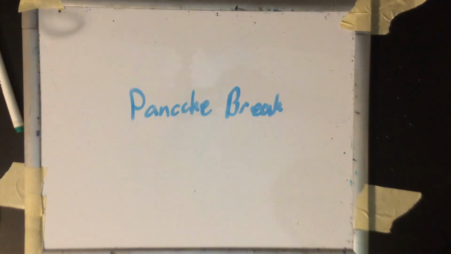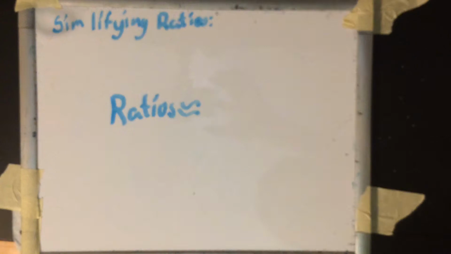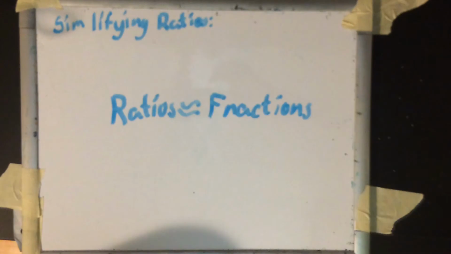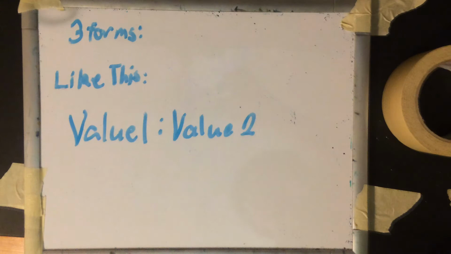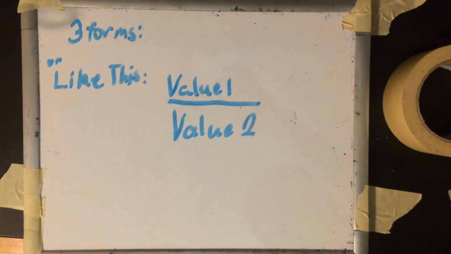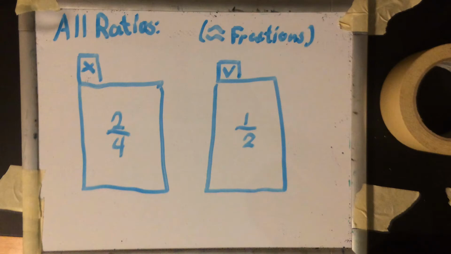Making pancakes. Simplifying ratios. Ratios are kind of like fractions. A ratio is something used to compare two values. Ratios can be written in three forms, like this, or this. All ratios, like fractions, need to be simplified to as low as they can get.